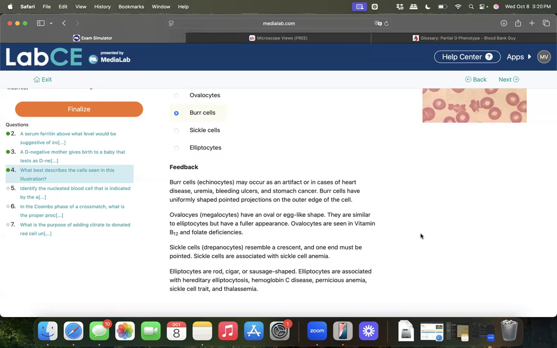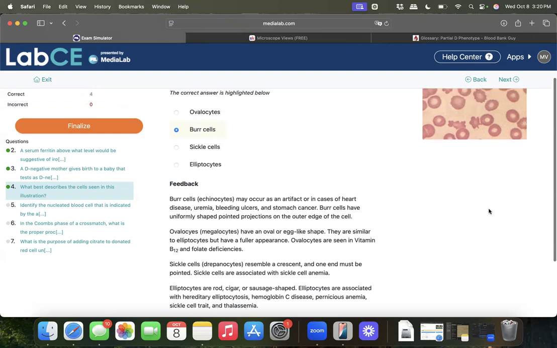Sickle cells or drepanocytes resemble a crescent. One end must be pointed. Sickle cells are associated with sickle cell anemia. Elliptocytes are rod, cigar, or sausage shaped. Elliptocytes are associated with hereditary elliptocytosis, hemoglobin C disease, pernicious anemia, sickle cell trait, and thalassemia.